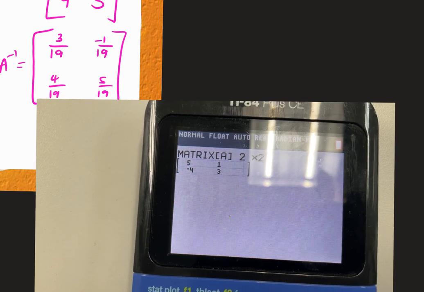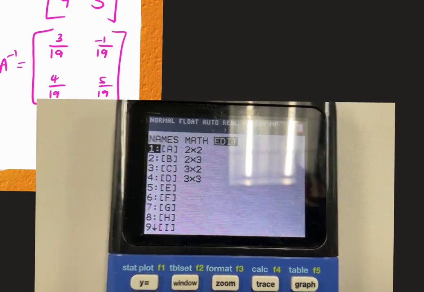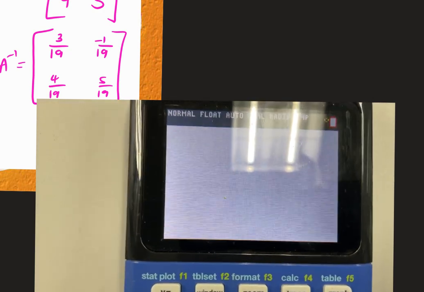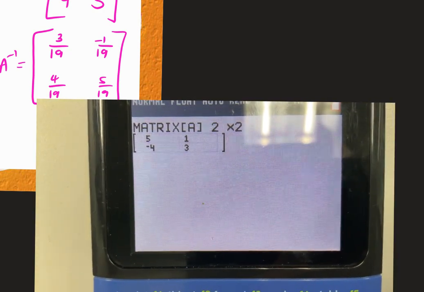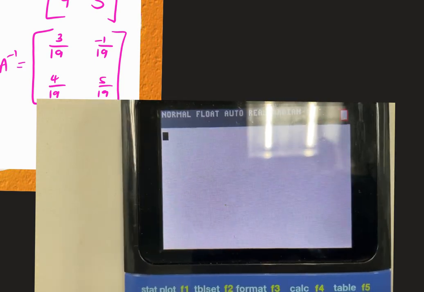The matrix menu. So go to matrix and then go over to edit. So second, x negative 1, over to edit. Pick any of them, but I just picked A. And then make it a 2 by 2 and type it in. Then second quit brings you back to your home screen. Go back to that home screen.